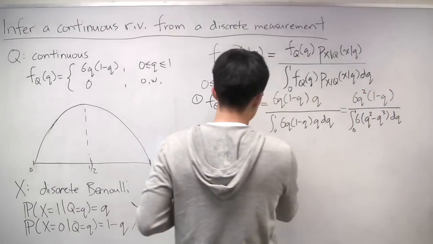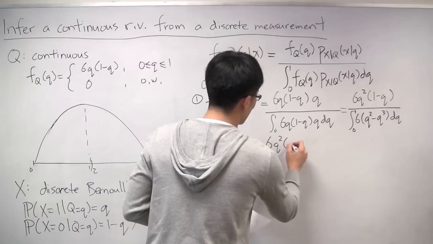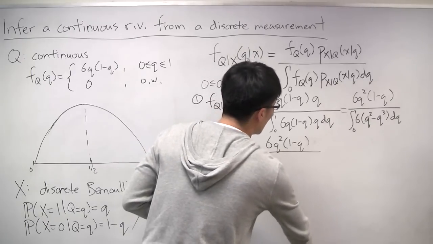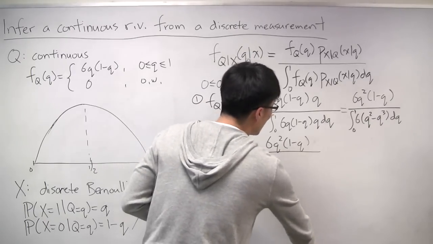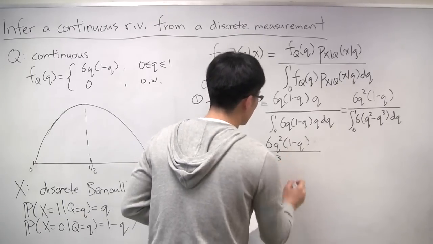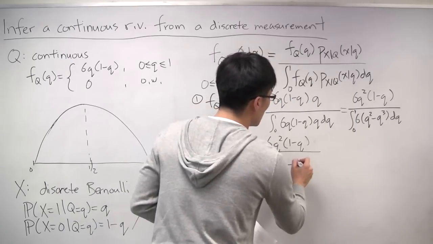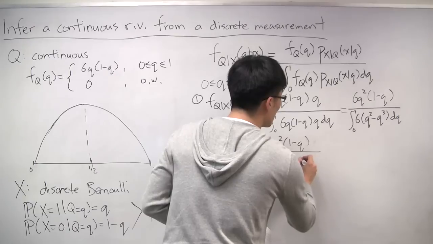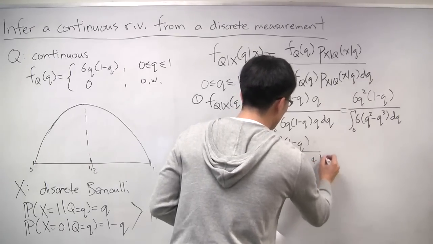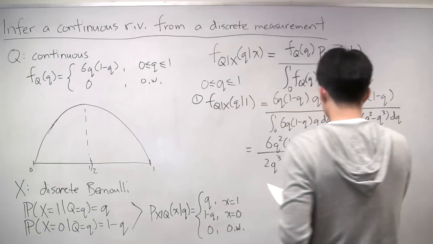And now this is just some calculus. So we still have the numerator, 6q squared times 1 minus q. The denominator we have 2q cubed. That would give us the 6q squared term minus 6/4 q to the 4th. And we integrate that from 0 to 1. Okay. And what does that give us?